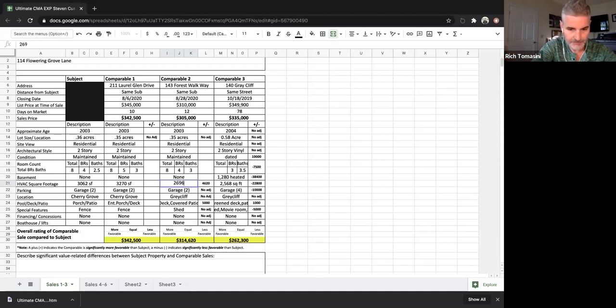2696 square feet. All right. Garage 2, same as us. Cherry Grove, same neighborhood. All right. So let me go down a rabbit hole for 1 second. I grab this form and the comps. I go get the listing.